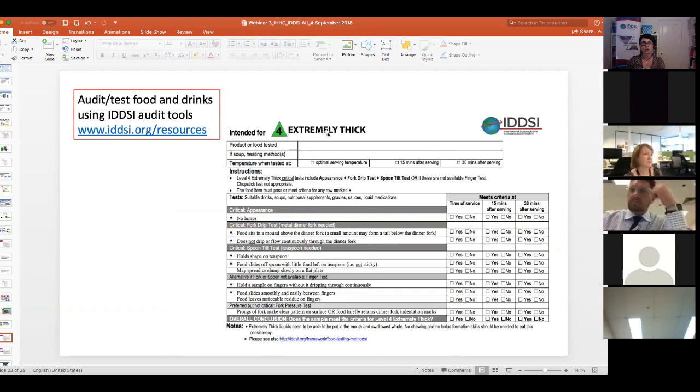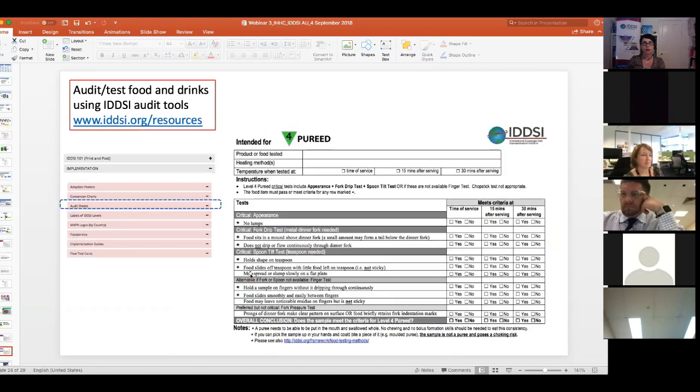We've got one for extremely thick here. Again, anything with a star on it are critical things. And then we've also got the puree. And this is where it is on the IDDSI website.